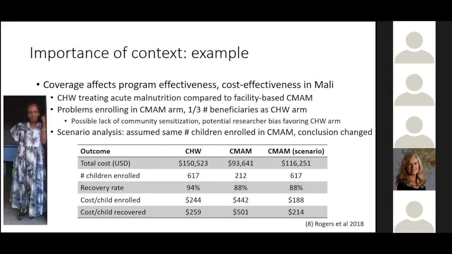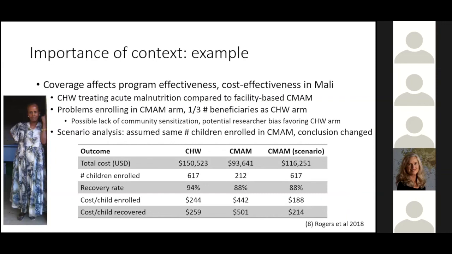Coverage can affect program effectiveness and hence cost effectiveness, as we saw in a program in Mali. Here we had community health workers treating acute malnutrition compared to facility-based CMAM. There were problems enrolling children in the CMAM arm, and this arm had just 1/3 of the beneficiaries of the community health worker arm. And this was due to a couple of reasons, possibly lack of community sensitization in the CMAM arm, which was an ongoing program, as well as potential researcher bias favoring this arm as the new and interesting intervention modality using community health workers.